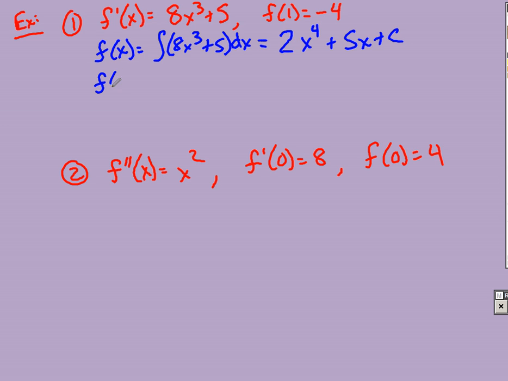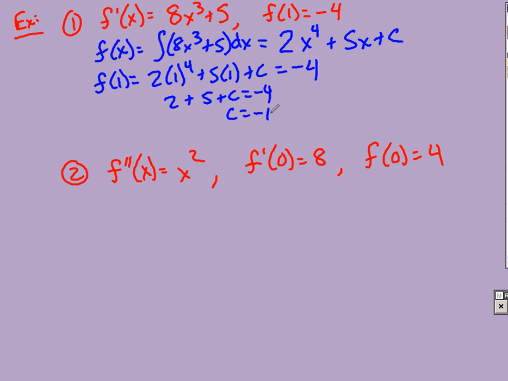Again, I would then say, well, f of 1 equals, if I plug in 1 for all these, 2 plus 5 times 1, it should equal negative 4. So I should get here 2 plus 5 plus c equals negative 4. C will give me negative 11. So my final answer should be that f of x equals 2x to the 4th plus 5x minus 11.